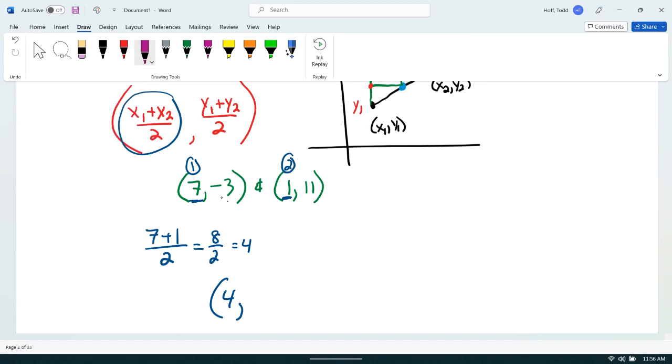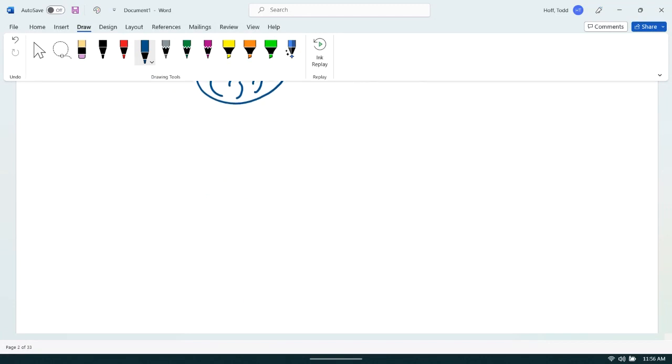For the y coordinate, I take my 2 y coordinates. I have negative 3 and 11, so negative 3 plus 11 over 2. Negative 3 plus 11 is 8. 8 over 2 is 4. So 4 is also the y coordinate of this midpoint. So 4, 4 is the midpoint of that line. Now, since we've only just seen this formula, let's do a couple more examples.